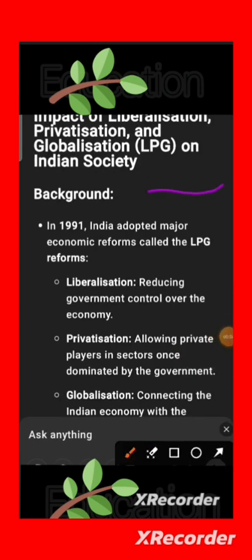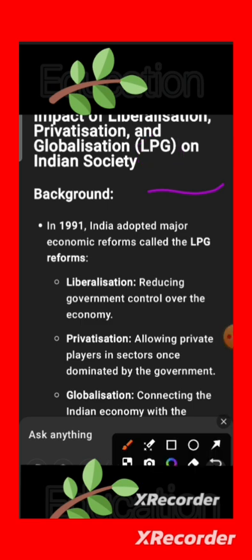Impact of liberalization, privatization, and globalization (LPG) on Indian society. Liberalization refers to removing unnecessary government control and restrictions in the economy to allow more freedom to private business and markets. It began in India in 1991 when the government was facing a severe financial crisis.